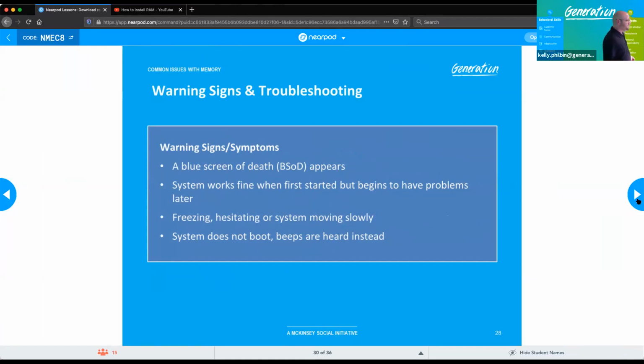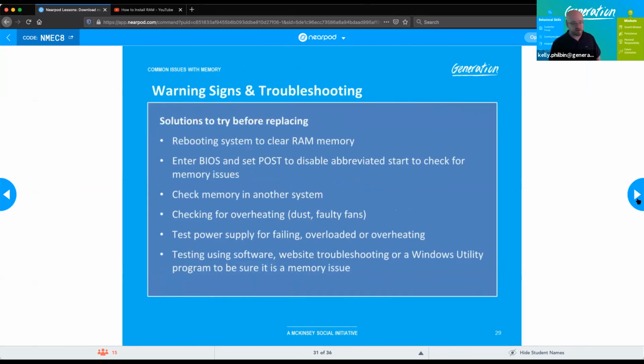Freezing and hesitating, system moving slowly, system does not boot and beeps are heard instead, like the POST error we were just speaking about. Those are basic warning signs that whatever you opened up and touched didn't like what you did, and you probably have to go back and fix it. So we have to figure out what didn't work correctly, go back in, and take care of it.